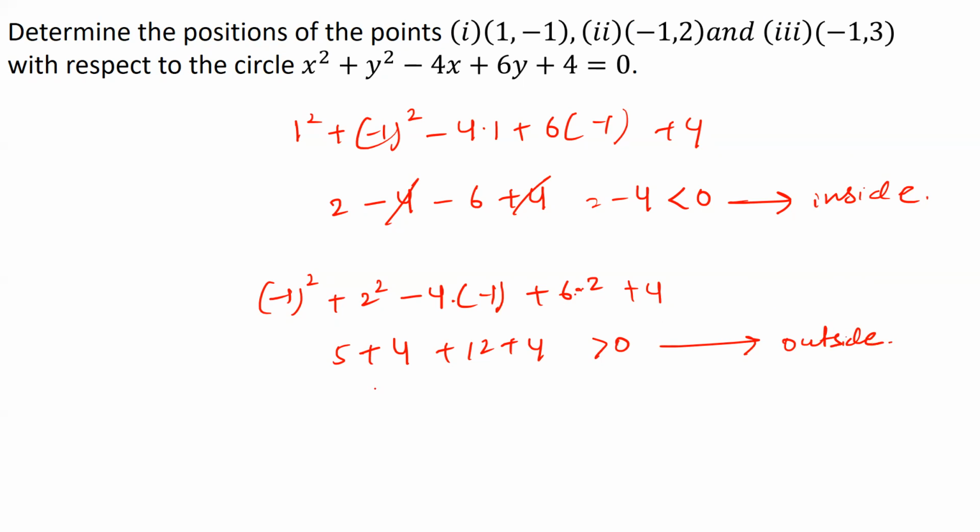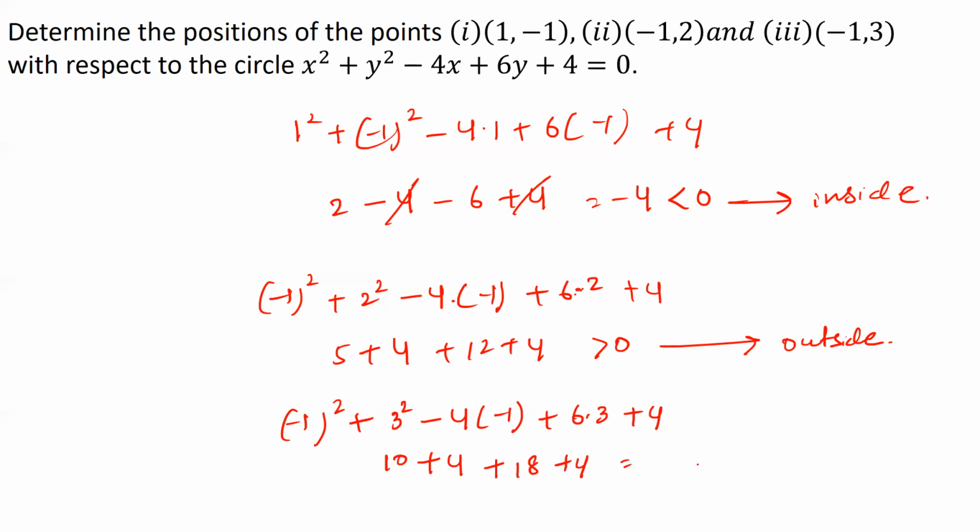And lastly, for minus 1 comma 3, I have minus 1 the whole squared plus 3 the whole squared minus 4 times minus 1 plus 6 times 3 plus 4, which gives me 1 plus 9 is 10, plus 4, plus 18, plus 4, which is again positive. So this also lies outside of the circle. All right.